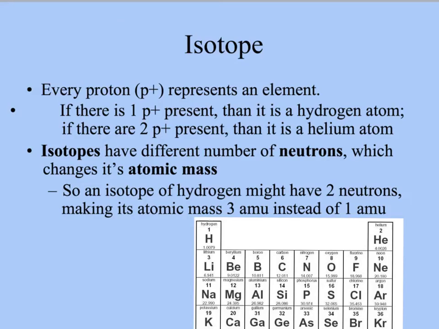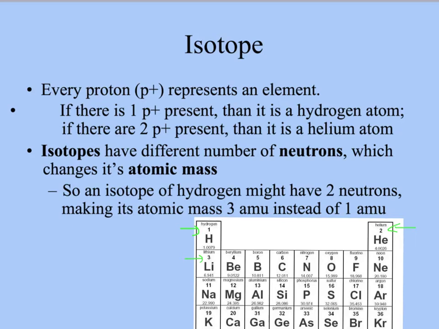Every proton represents an element. If there is 1 proton present, that makes the element hydrogen. If there are 2 protons present, that makes the element helium. If there are 3 protons present, it makes it lithium, so on and so forth.